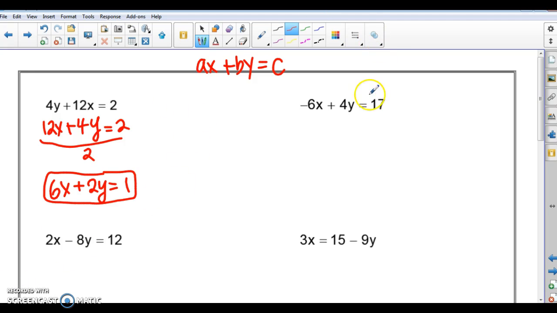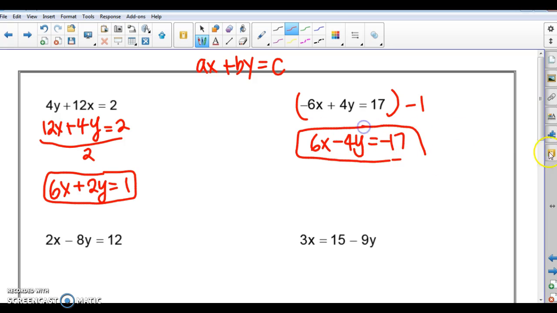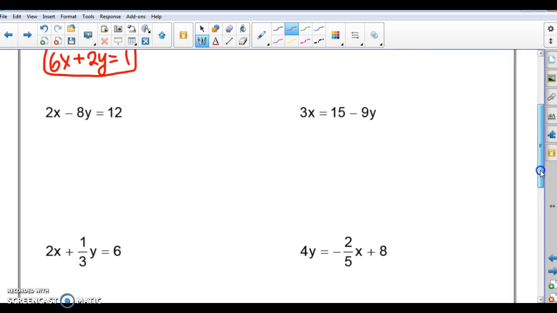Negative 6x plus 4y equals 17. It's already in ax plus by equals c form, right? Do we have all integers? No fractions, that's good. But what's the problem here? The problem is the leading coefficient is negative. So what do I need to do? I'm going to multiply the whole thing by, how do I get rid of negative? Multiply by negative 1. So it's going to be 6x minus 4y equals negative 17. Okay?